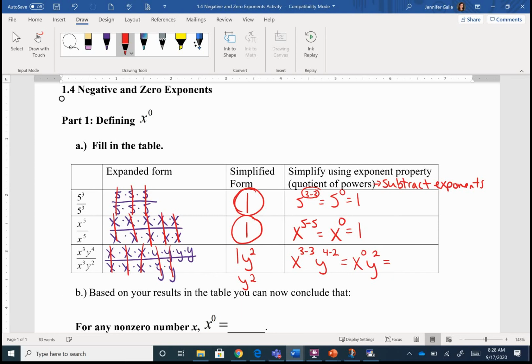But now if we look at our simplified form, there aren't any x's left. So you have your choice. If you want to write the 1 there to represent what you have for the x's, you can. Or again, if you just want to put y squared, you can.